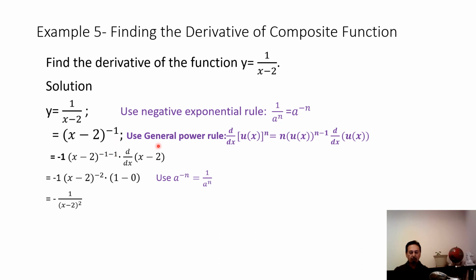Now we apply the general power rule, which says just bring the power down, rewrite the u of x, and subtract 1, and then multiply by the derivative of the u, which is here x minus 2. So we simplify it to negative 1 times x minus 2 to the power negative 2, and the derivative of x we make a 1, the derivative of 2 is 0. Okay, so now we use the negative exponent rule, and we write negative 1 over x minus 2 squared.